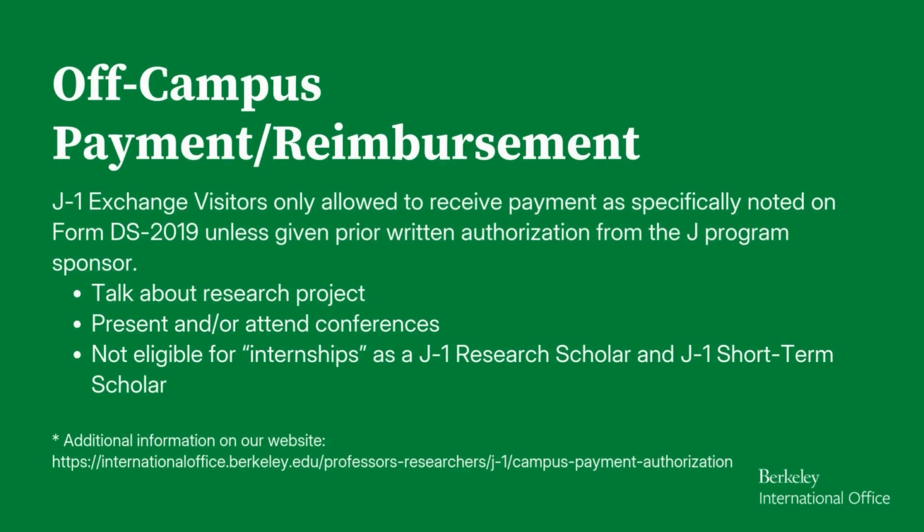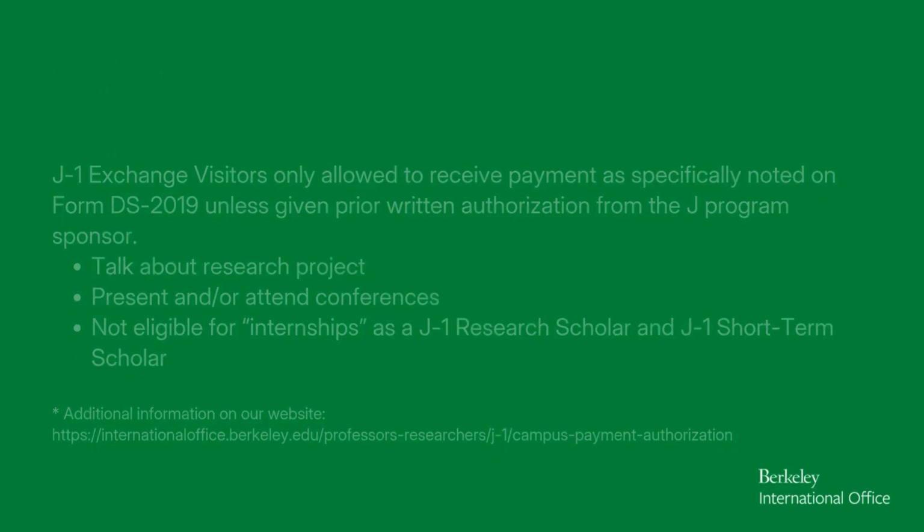J1 exchange visitors are only allowed to receive payment as specifically noted on the Form DS 2019. As the J visa is not a work visa, you are not authorized to apply for a part-time job. You may be authorized to receive travel reimbursement or honorarium for short-term lectures or consultations such as an off-campus talk, a presentation, and/or a conference. If you may be compensated or receive payment, the J regulations require that you first receive authorization from our office before engaging in those activities. For more information, please review our website.